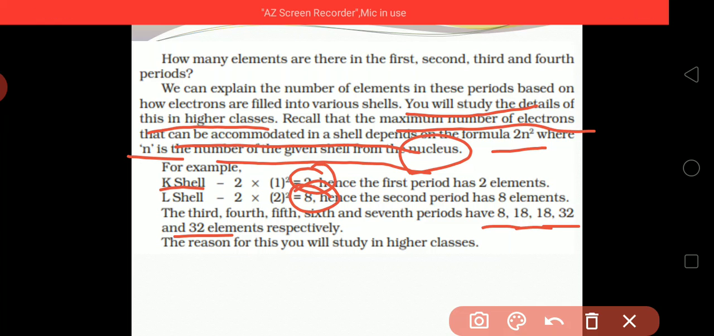Once again I am repeating: the first period has 2 elements. In the second period it is a maximum of 8 elements. For the third period it is 8 elements. In the same way, for the fourth it is 18, for the fifth it is also 18, for the sixth it is 32, and for the seventh it is 32 respectively.